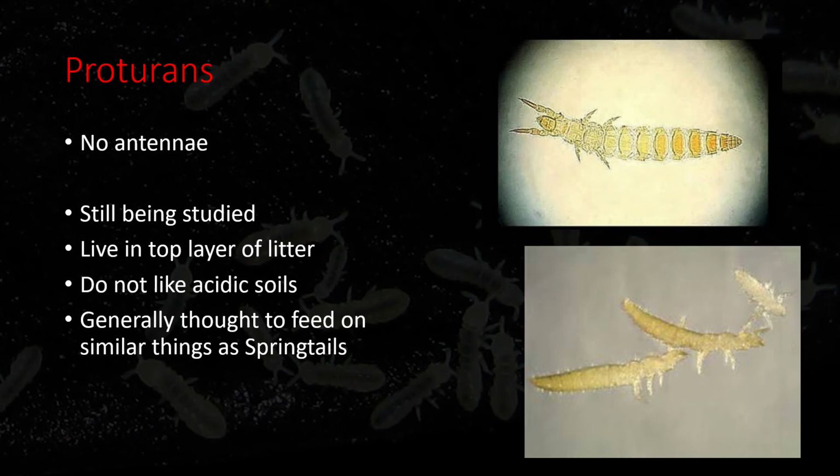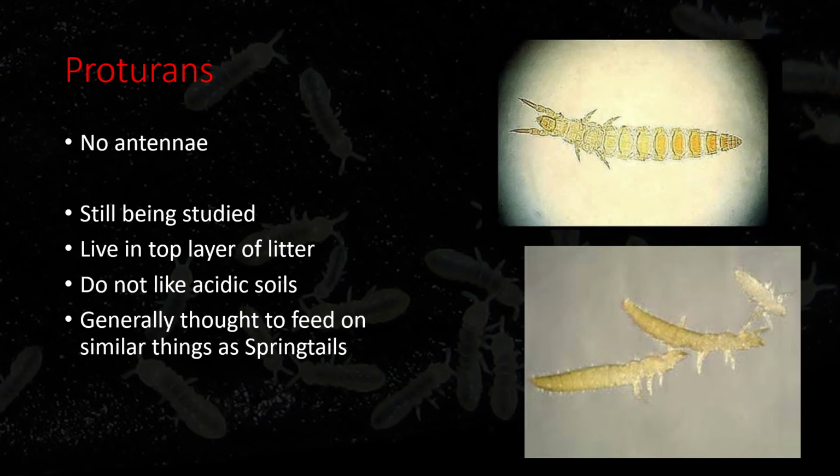Proturans, we'll definitely see some springtails. We might see some proturans. For a long time, people thought they were springtails. Neither of these are insects per se. They're like proto-insects. But proturans have no antenna. They live in the top layer of the litter. They're usually right near the surface.